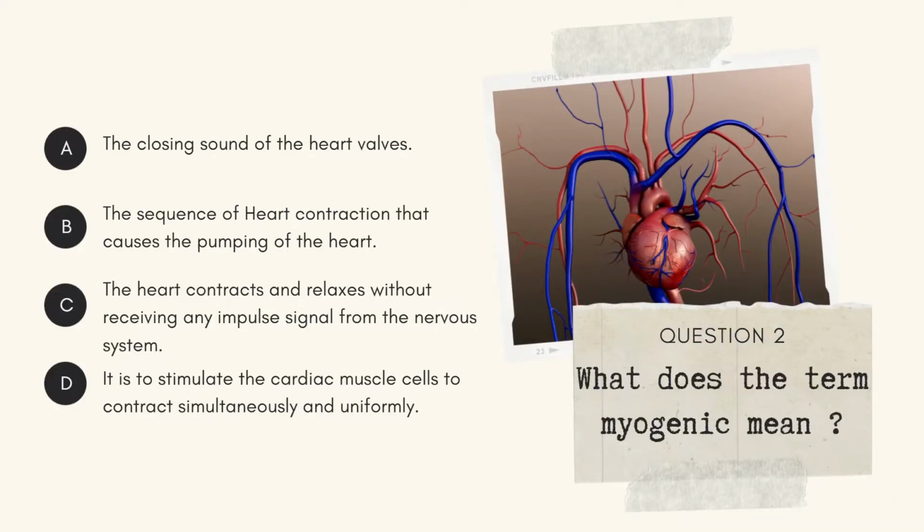Question 2. What does the term myogenic mean? Is it A, the closing sound of the heart valves, B, the sequence of heart contraction that causes the pumping of the heart, C, the heart contracts and relaxes without receiving any impulse signal from the nervous system, or D, it is to stimulate the cardiac muscle cells to contract simultaneously and uniformly. I'll give you around 30 seconds, same as just now, to type your answer in the chat box.